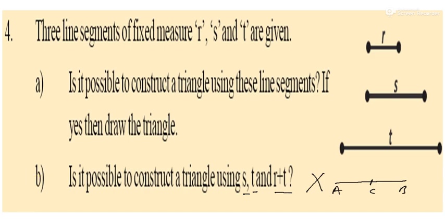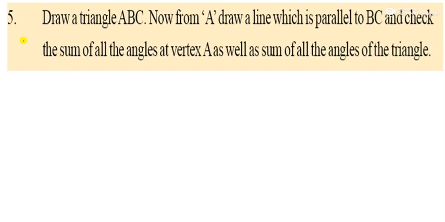So let us see the second one, question number 5. Draw a triangle ABC. Now from A draw a line which is parallel to BC, and check the sum of all angles at the vertex as well as the sum of all the angles of a triangle. So let us see how we can construct the parallel line through the vertex. Let us see how to form the triangle.